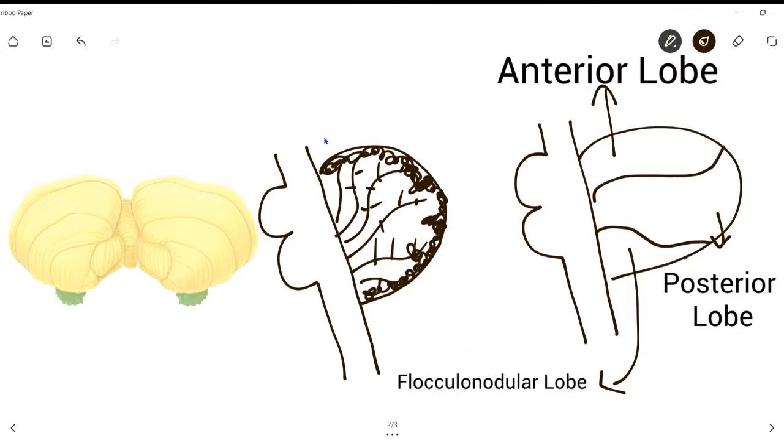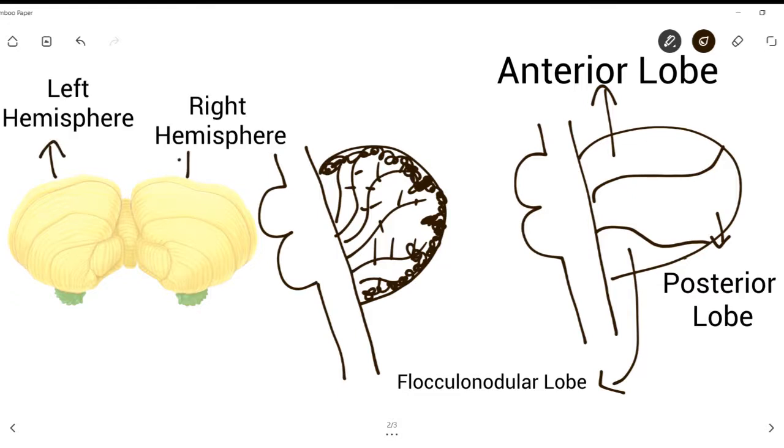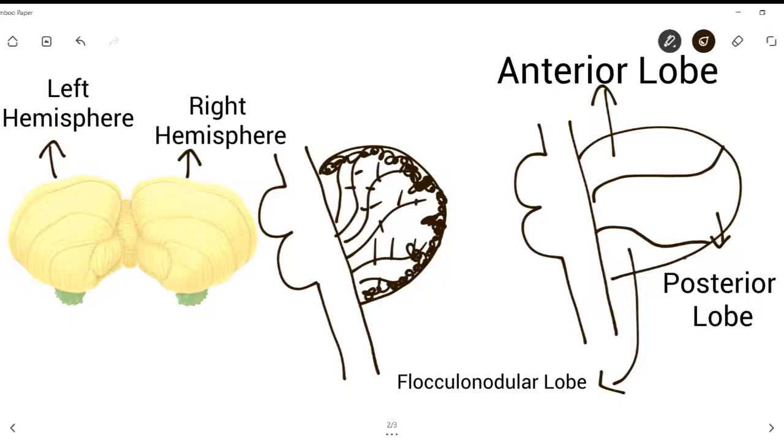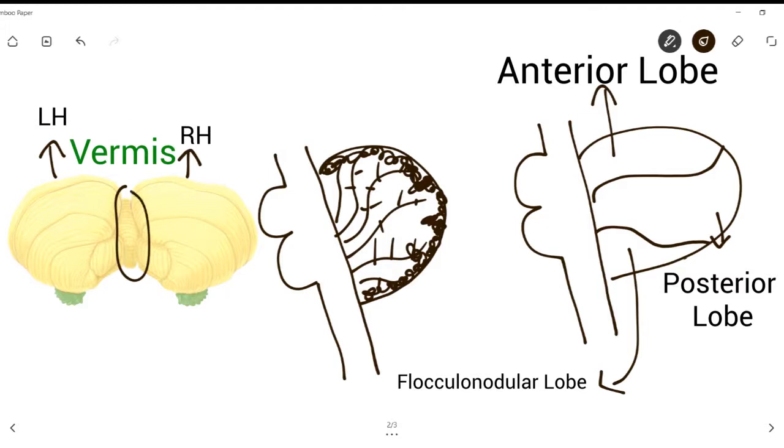So over on the left, I have a picture of the cerebellum, but now we're looking at the cerebellum from the back. Just like your cerebrum is split into 2 hemispheres, your cerebellum also is split into the left and right hemisphere. And just like your cerebrum has this midline called the sagittal sulcus, your cerebellum has a midline splitting the 2 hemispheres. This midline is called the vermis. So this in the middle is the vermis.